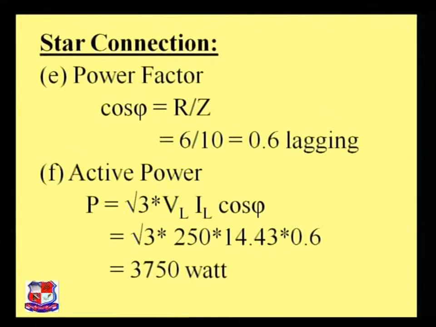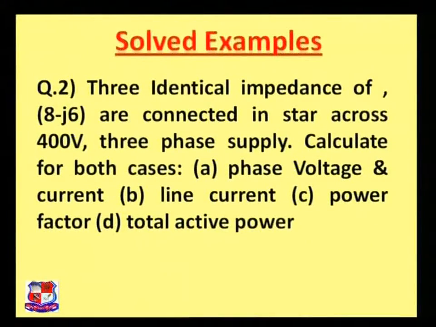Again we see the same example with different changes, and this is also asked in your GTU exam. The question is that three identical impedances of 8 minus j6 ohm are connected in a star across a 400 volt 3 phase supply. Calculate for both the cases the phase voltage, phase current, line voltage, power factor, and the total active power.